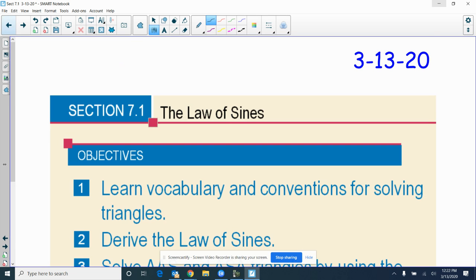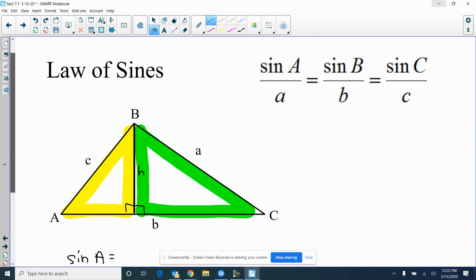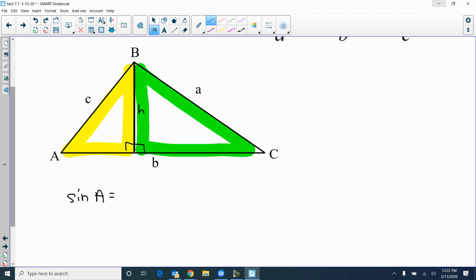Okay, so just real quick, we're going to go over the law of sines. Let's derive this real quick. I've got our two triangles there. All right, sine of A, what's it equal? H over C, opposite over hypotenuse. We've got a right triangle. Sine of A equals H over C.